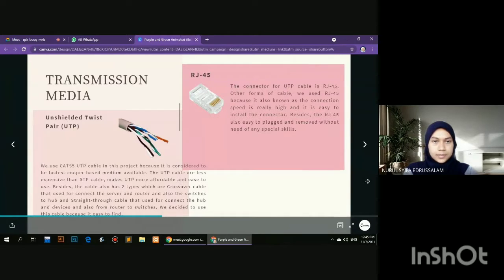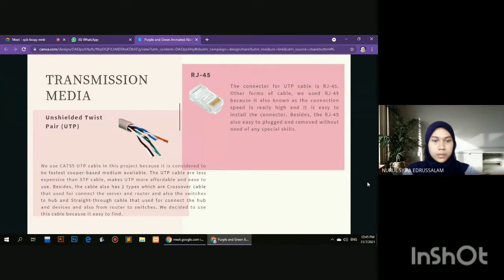Next is transmission media. We have UTP or unshielded twisted pair and RJ45. For UTP, we use CAT5 UTP cable in this project because it is considered to be the fastest copper-based medium available. UTP cables are less expensive than STP cable, which makes UTP more affordable and easy to use. Besides this, the cable also has two types, which are crossover cable, used to connect the server and router, and also the switches to hub, and straight-through cable, used to connect the hub and devices, and also from router to switches. We decided to use this cable because it's easy to find.